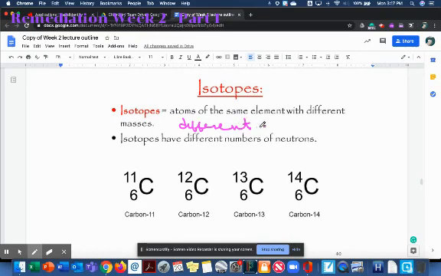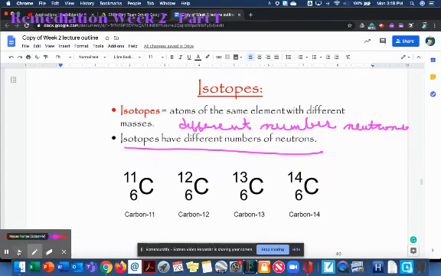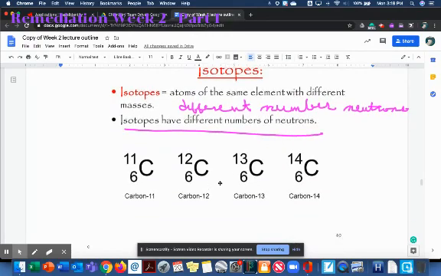So they have different numbers of neutrons. So they're all still carbon. The nucleus is a little bit different because some of them have more neutrons and are therefore heavier than the others, but the protons are the same, so it's still carbon. And so you see that difference again in the mass numbers.